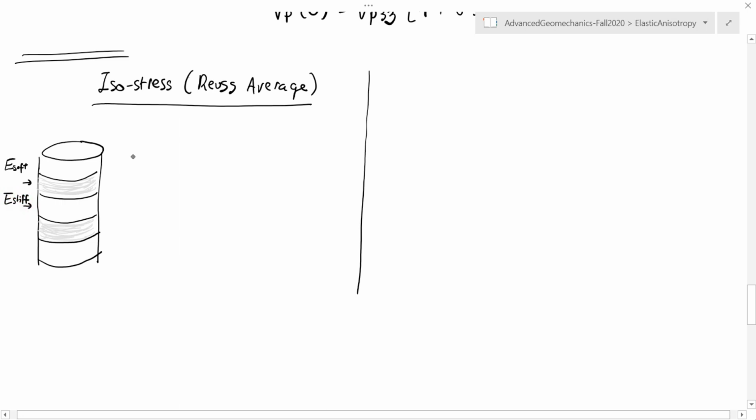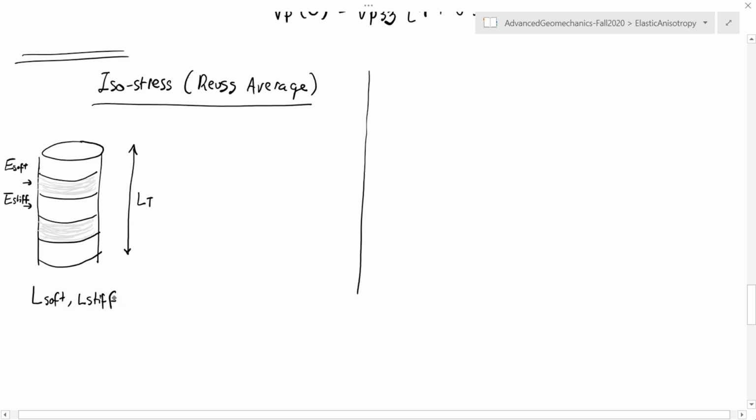Also, this sample is going to have a certain length, which I'm going to call LT. And here I'm going to have the total length of the stiff section, which characterizes how much stiff rock I have, and also the total length of the soft section. So I'm not going to write the arrows, but LT is just composed by the summation of the soft part and the stiff part.